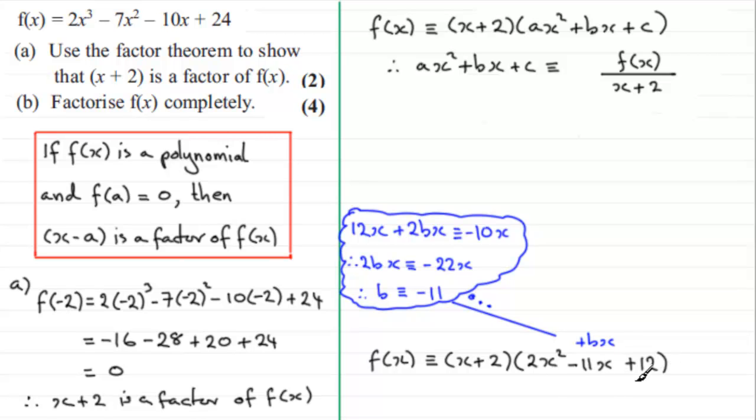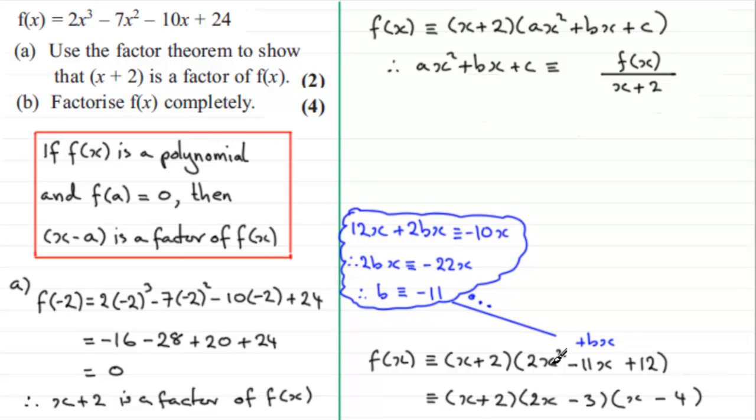Now we're not finished with this yet, because it does say factorize f of x completely, so it does seem to suggest that this quadratic factor will factorize again, and it does. It goes to two brackets and it's going to be a 2x and an x, and then minus 3 and minus 4. Okay, so that's it factorized fully.